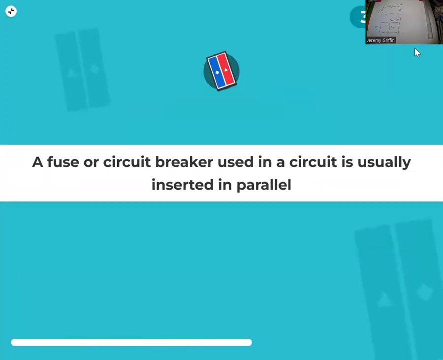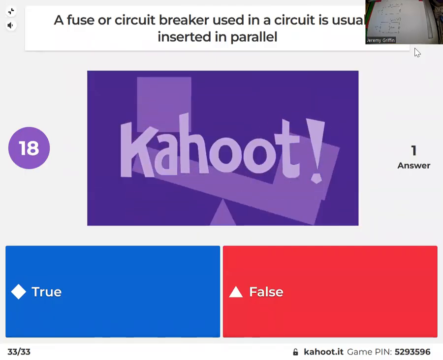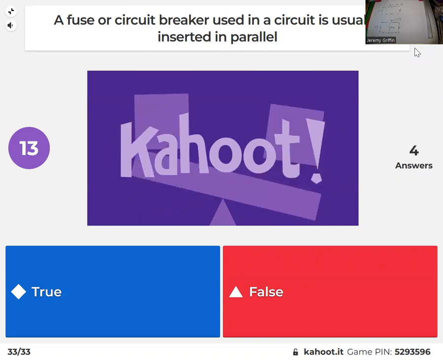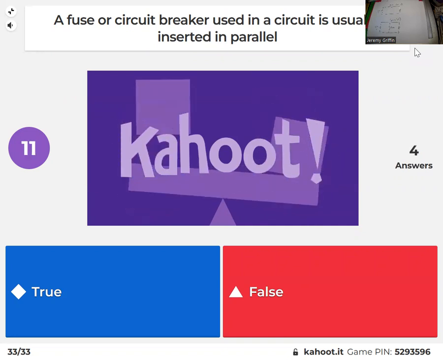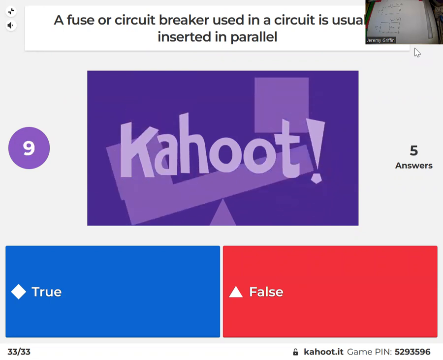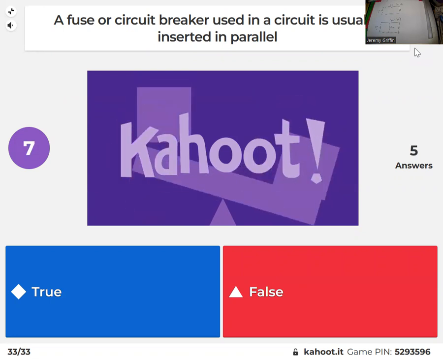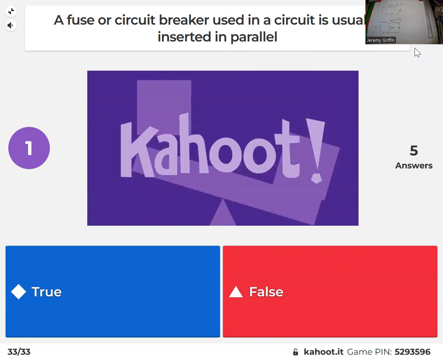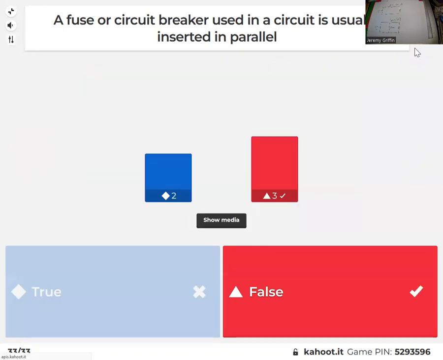Fuse or circuit breaker is usually inserted in parallel, true or false? That's like that bottom picture. True or false? All right, most of you got it. Woohoo! Most people got it.